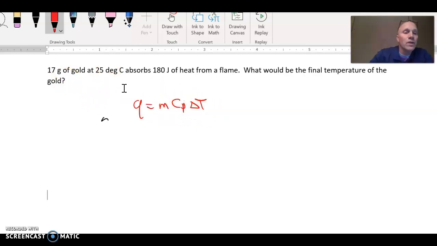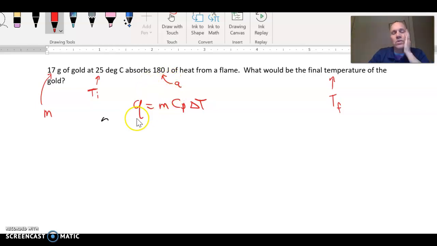So let's see what we can label. Some things that we can pull out from this problem: 17 grams, that's going to be the mass, that's going to be M. This 25 degrees Celsius is the initial temperature, which I'm going to represent as Ti. It's asking what the final temperature would be, and I'm just going to represent that as Tf. We'll leave that there for right now. It absorbs this much heat. Heat is Q, the amount of energy that it's going to get from that flame.